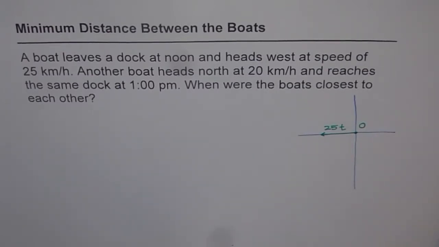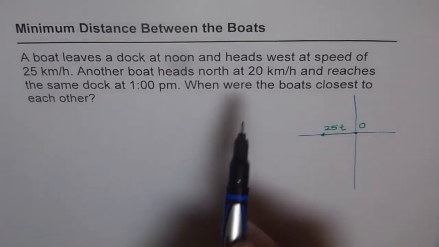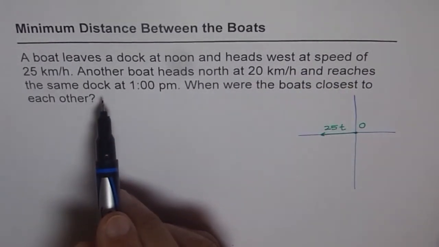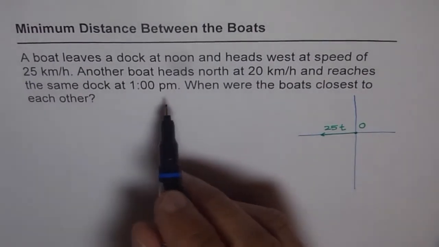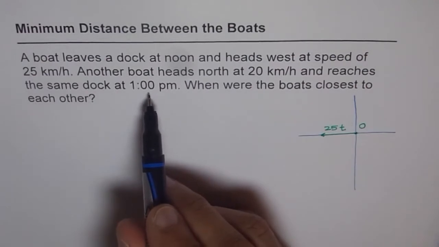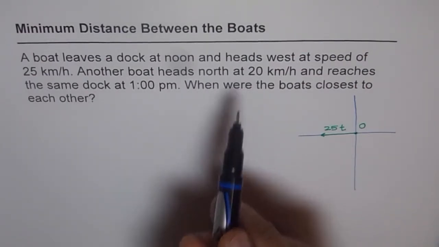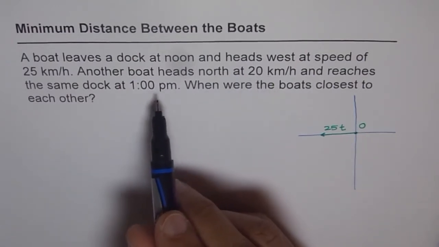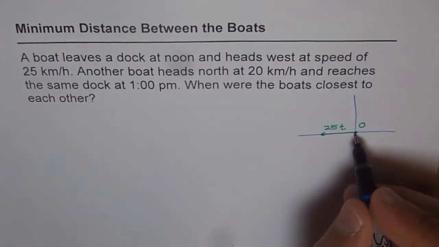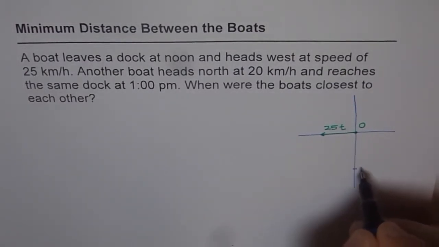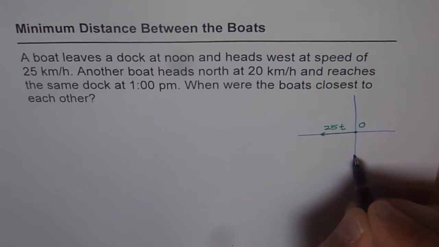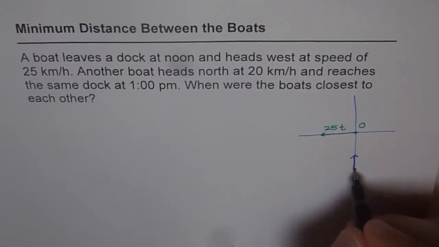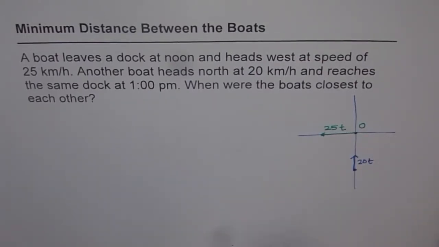Now let's consider the other boat. Another boat heads north at 20 kilometers per hour and reaches the same dock at 1 p.m. So if it reaches at 1 p.m., that means it reaches after an hour. And since the boat is heading north at 20 kilometers per hour, in an hour it can cover 20 kilometers, right? That means at 12 noon, this boat must have been 20 kilometers away, right? So it is heading from here. Now from here, in time t, it covers some distance. So this distance covered by the boat will be 20t, correct? Since it is heading at a constant rate of 20 kilometers an hour.